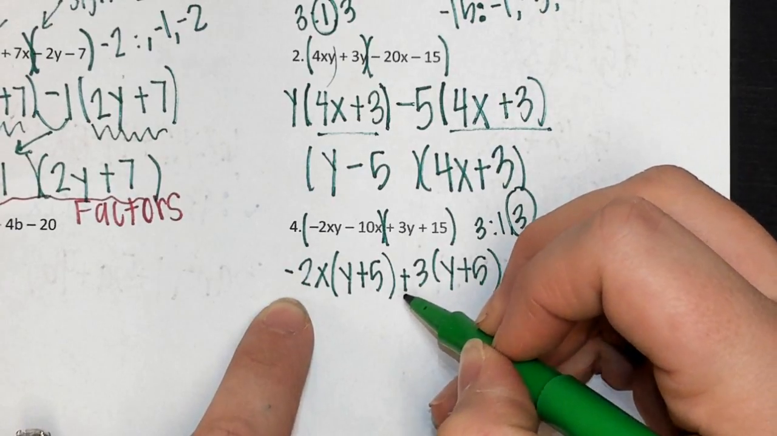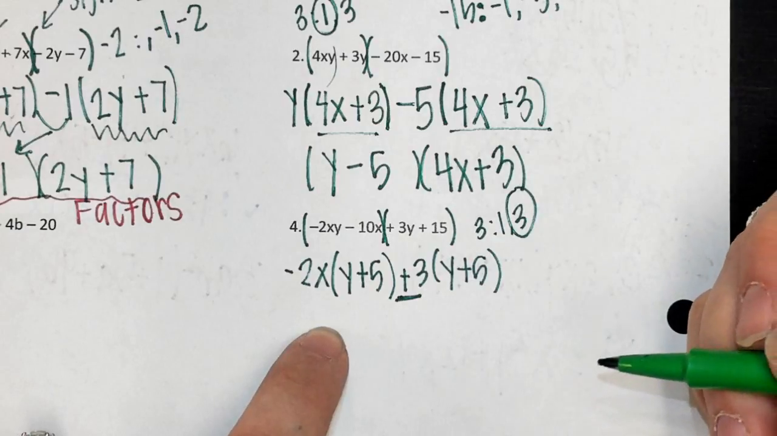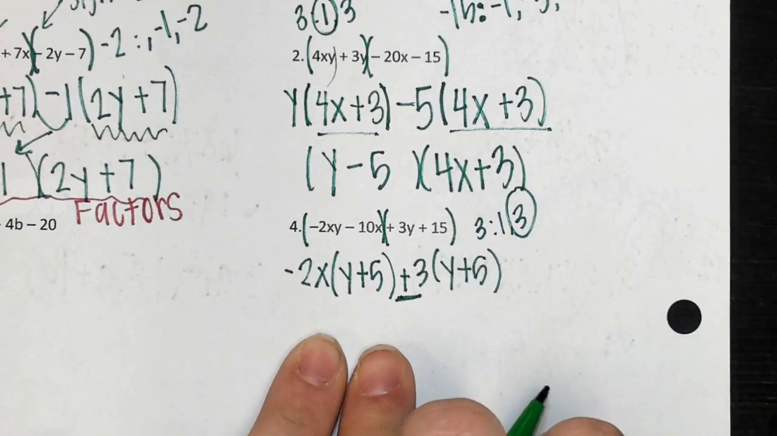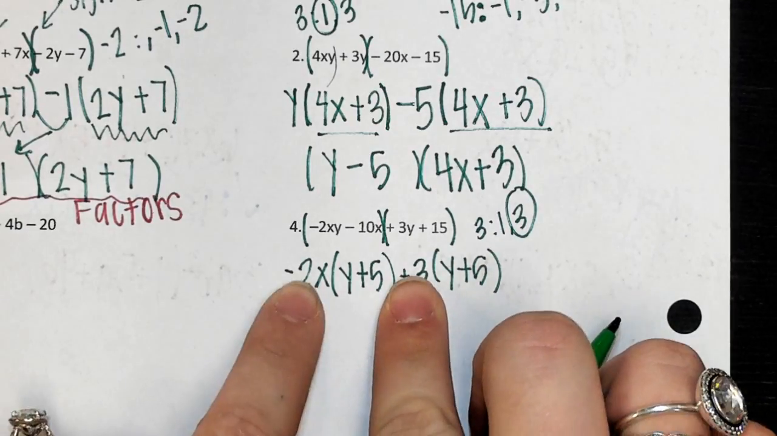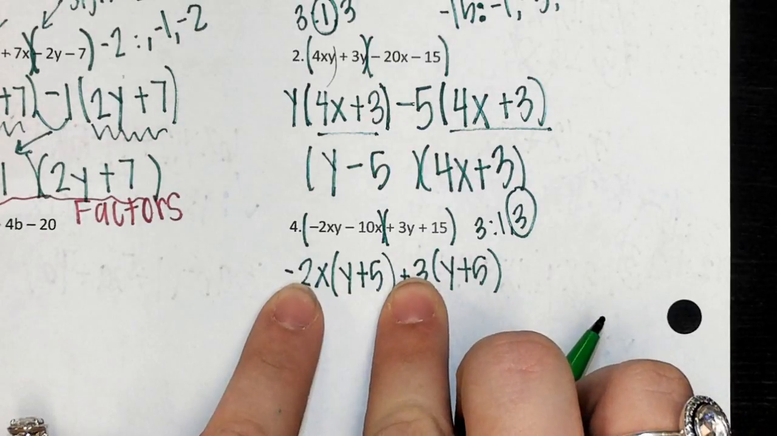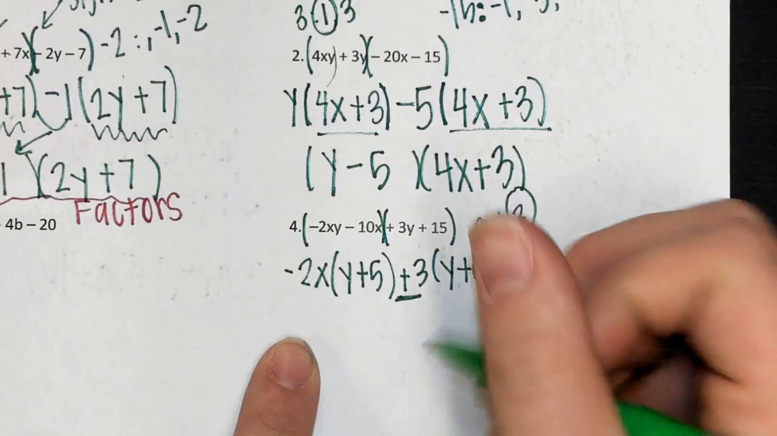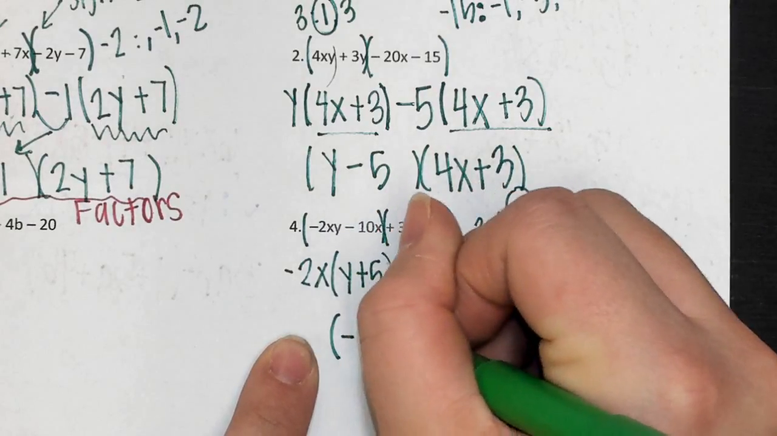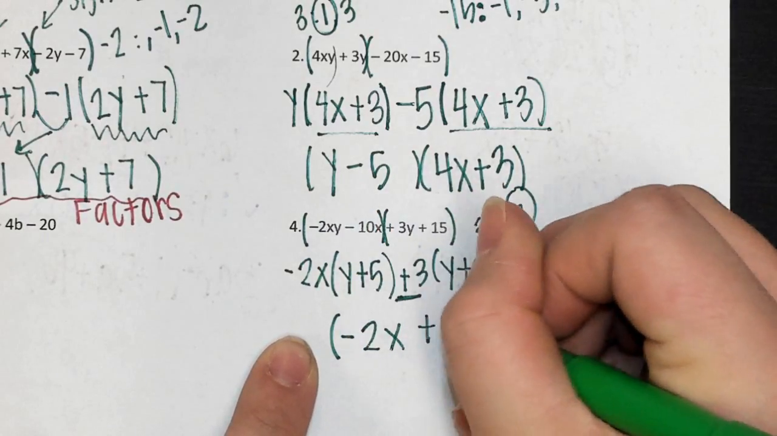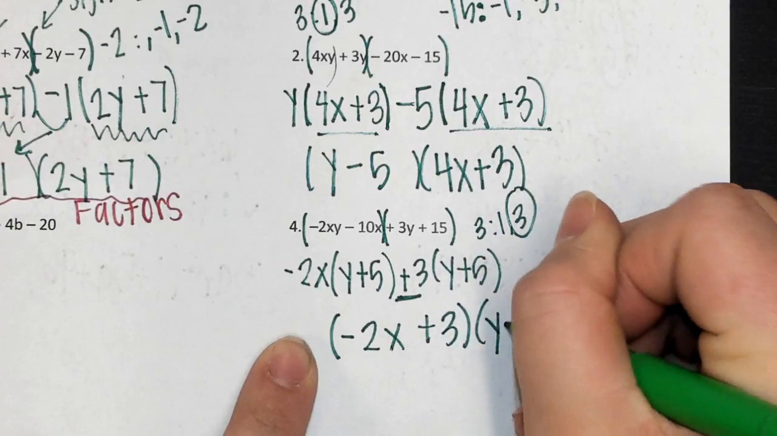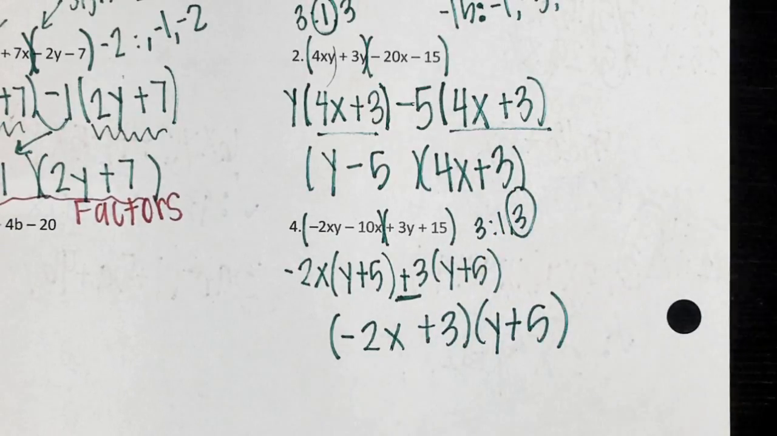Make sure you put plus 3 right here, because when you go to regroup, if you don't put that plus there, you will have 2x3. Okay, so make sure you put your plus or minus right here. So now let's regroup, and we will have negative 2x plus 3 times y plus 5.